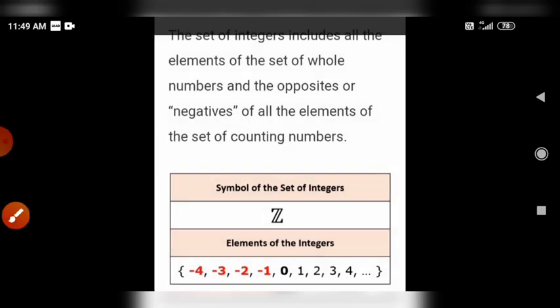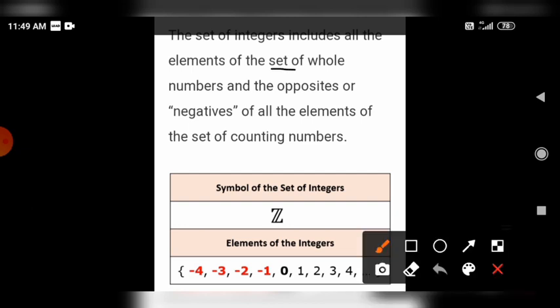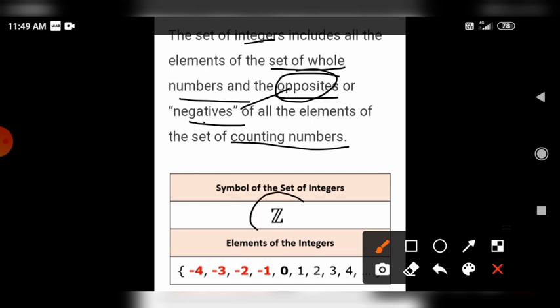Next one is integers. The set of integers includes all the elements of the set of whole numbers and their opposites, or negatives. Positive numbers, negative numbers and zero together are called integers. Opposite means the negative of a counting number, and counting numbers means natural numbers. It is denoted by capital Z.